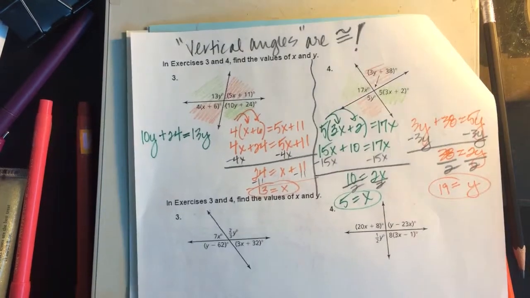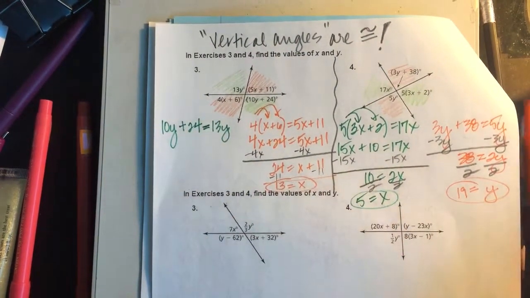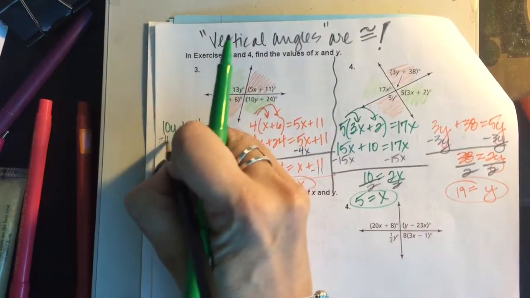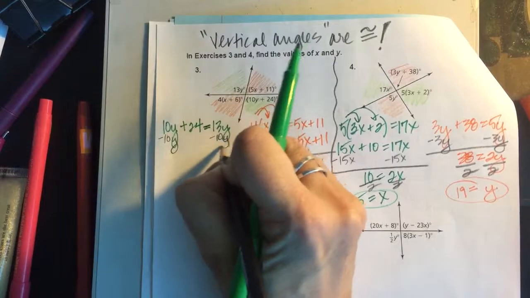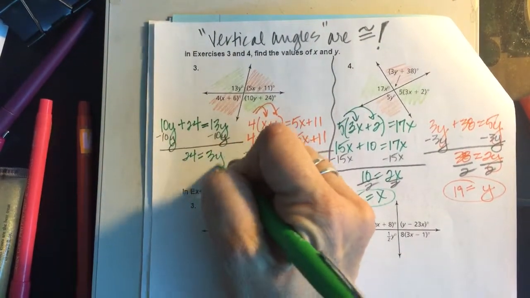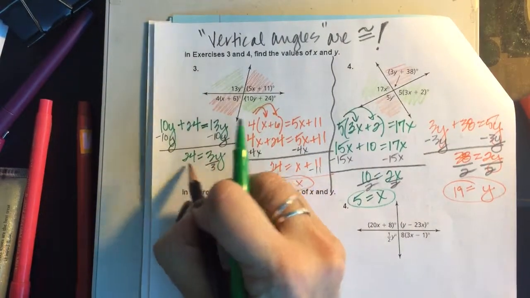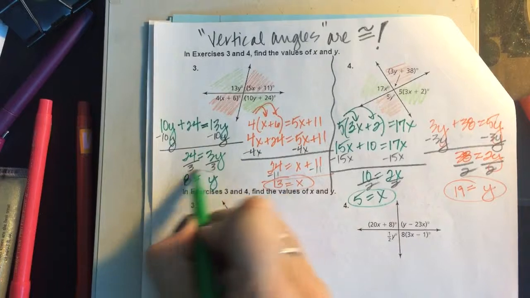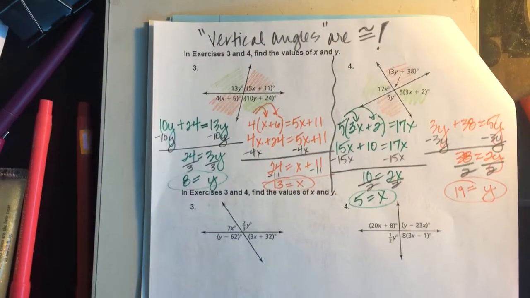And then to finish off that problem, let me wrap up this one. I'll take 10 y's away from both sides over here on the green equation. 24 equals 3y. There's your y is 8. It's this problem. And y is 8.